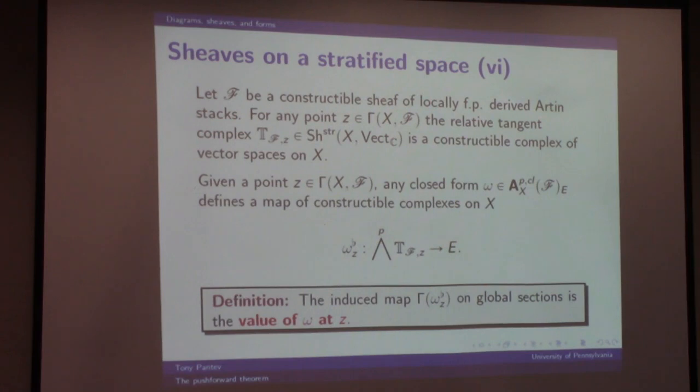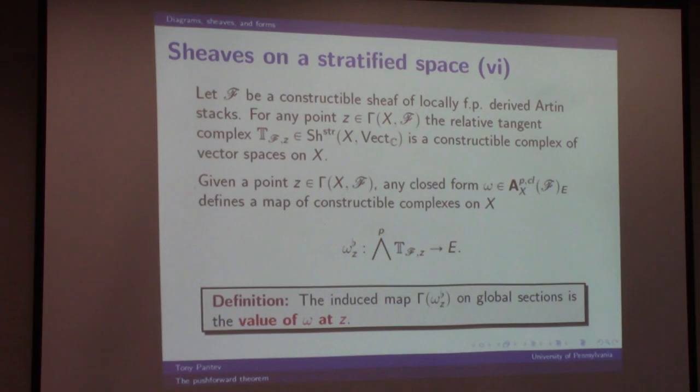So coming back to F, the requirement that F has to be geometric, if F is a constructible sheaf of Artin stacks, and so they have to be derived Artin stacks, locally finite presentations, so that they behave like smooth guys, then for any local section of the sheaf of Artin stacks, I can look at the relative tangent complex. It's going to be a complex of vector spaces locally defined on the stratified space X.